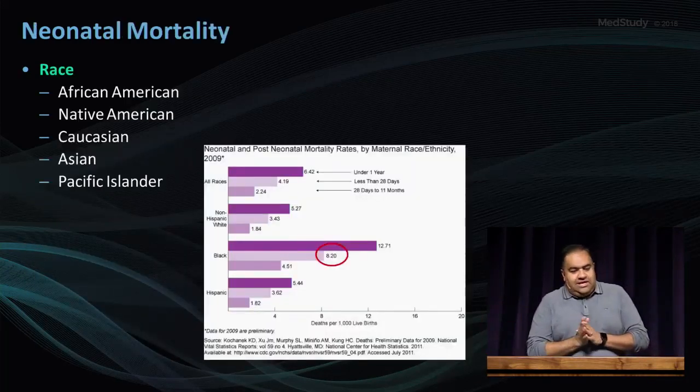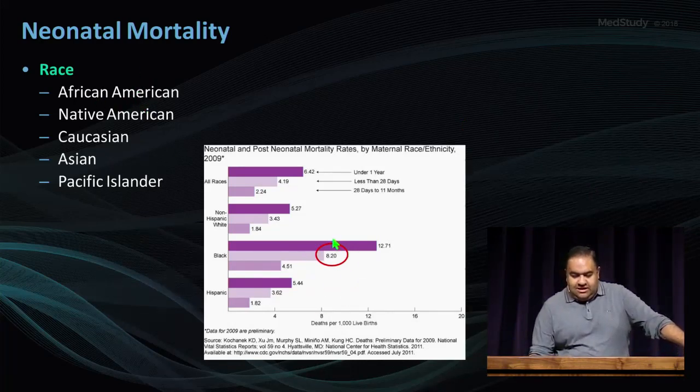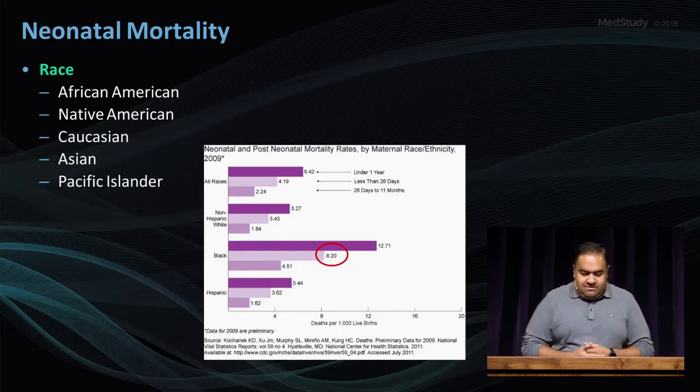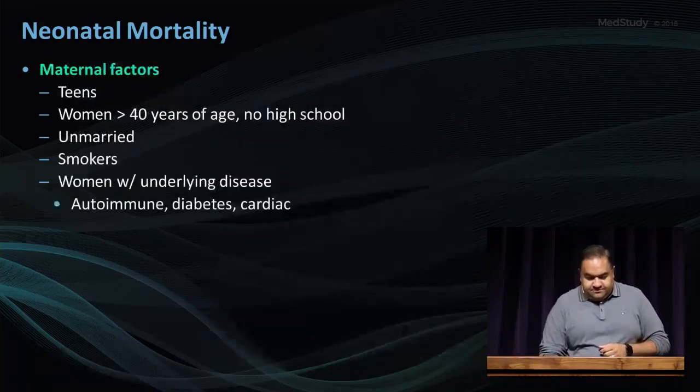So when we look at neonatal mortality, there are a lot of different factors that play into that, and as you can see, race is probably one of the bigger factors. African Americans have an increase in deaths per 1,000 live births, and they have the highest mortality that exists. Hispanics would be right up there, then Native Americans, Caucasians, Asians, and Pacific Islanders.